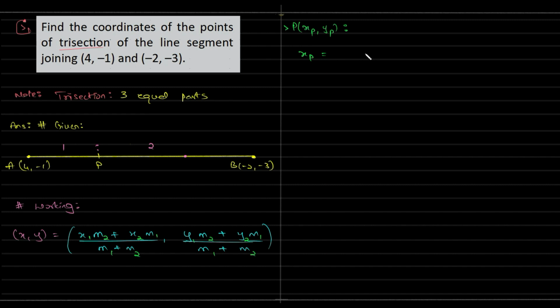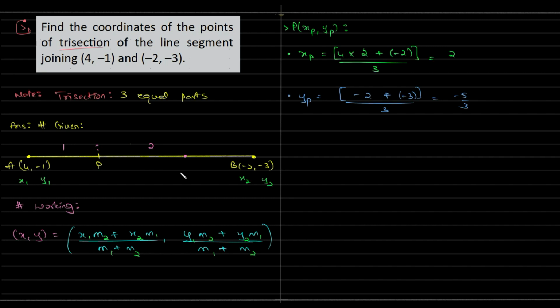So xP will be equal to what? This will be your x1, this your y1, this your x2, and this your y2. So 4 into 2 plus -2 into 1, that's -2. This entire thing is divided by 1 plus 2, that is 3. 8 minus 2 is 6, 6 by 3 is 2. Simple and straightforward. yP is equal to -1 into 2, -2, plus -3 into 1, -3, divided by 3. So this is -5/3. Okay, so we found P.